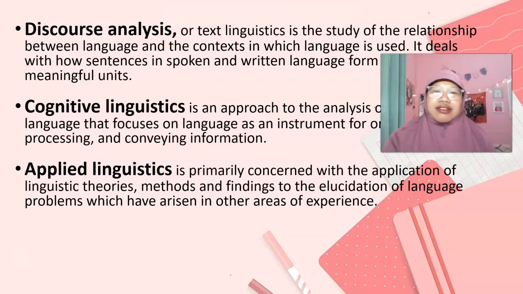Discourse analysis or text linguistics, you will learn about the relationship between language and context. And cognitive linguistics, you will learn about natural language that focuses on language as an instrument for organizing, processing, and conveying information. And applied linguistics is concerned with the application of linguistic theories, methods, and findings. For example, linguistics in journalism, in the military, in medicine, and many more.